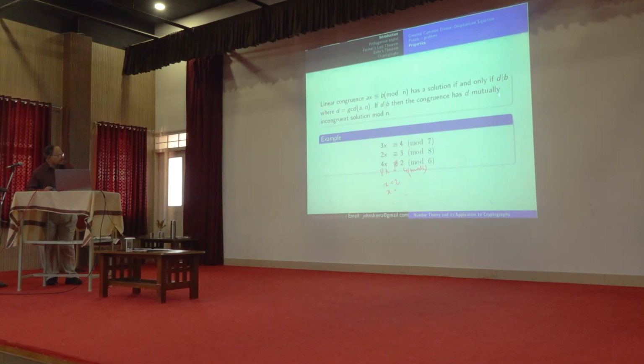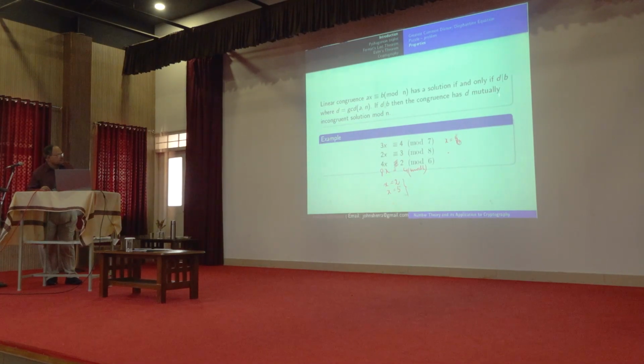Then again, when you put x equal to 5, what do you get? 20 is congruent to 2 mod 6. There are two solutions and these two solutions are incongruent. When I took the earlier one, what was the solution there? 15x congruent to 20, so x equal to 6 was a solution.